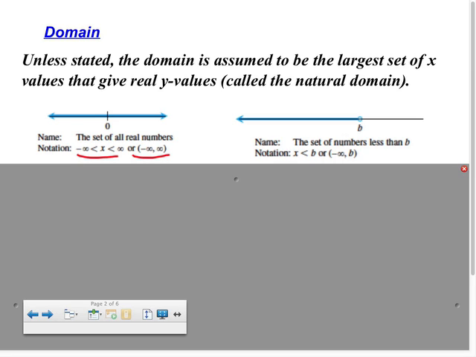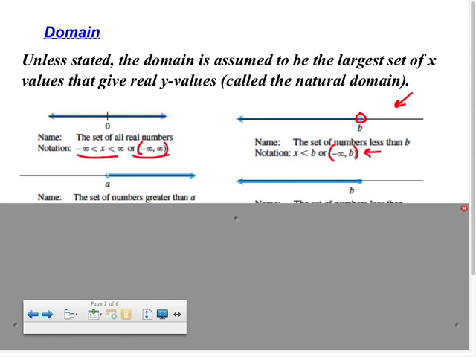So going from negative infinity to positive infinity, don't forget we use the parentheses with infinity because you can never actually reach infinity. Over here on the right, here we're saying the domain is all values that are less than b but not counting b. You can see that with that open dot. So b is not one of the values included. And so then again, we can write it, notice the parentheses showing that b is not included. It's everything up to b, but not including b, going to negative infinity.